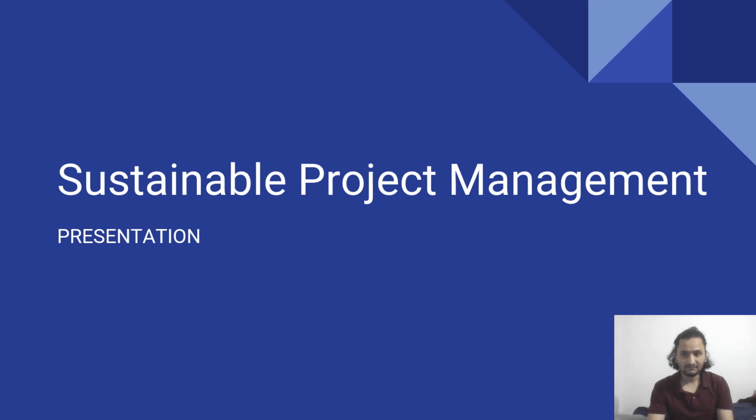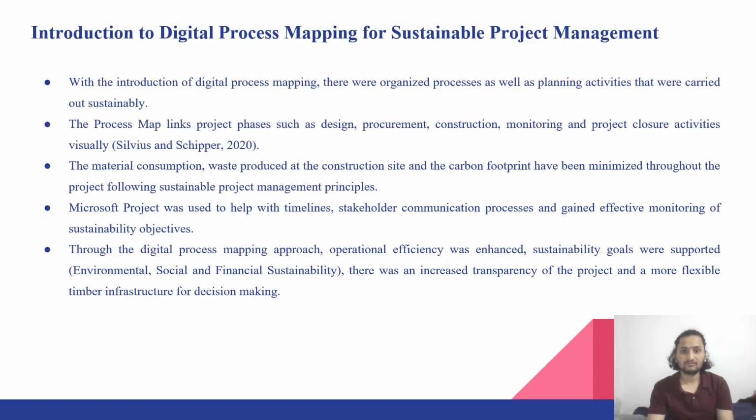First is the introduction to digital process mapping for sustainable project management. With the introduction of digital process mapping, the processes and planning activities were organized and carried out sustainably. Process mapping covered project phases such as design, procurement, construction, monitoring, and project closure activities, and material consumption, waste at the construction site, and the carbon footprint were minimized by following sustainable project management principles.